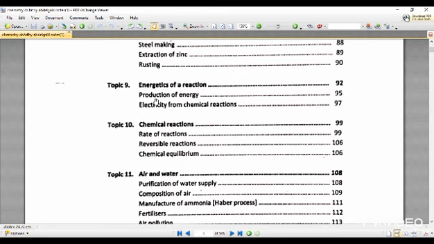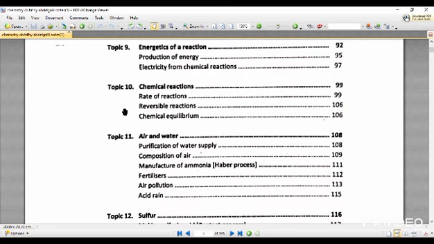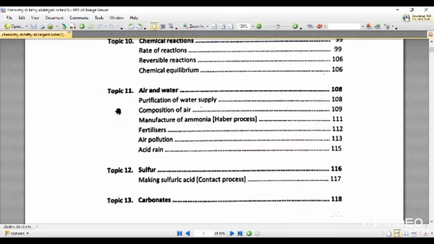Either it produces energy or takes in energy. Topic number ten is concerning the rates of reaction and how is the reaction fast or slow and what do affect the rates of reaction. What are the factors that affect the rate of reaction?